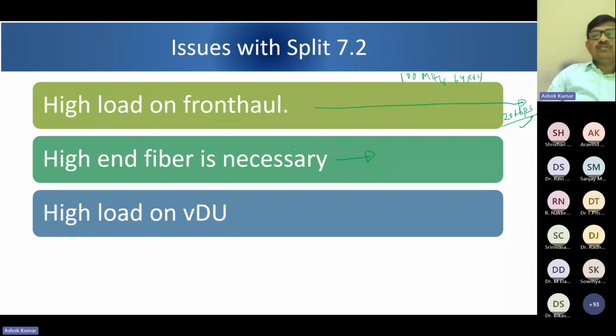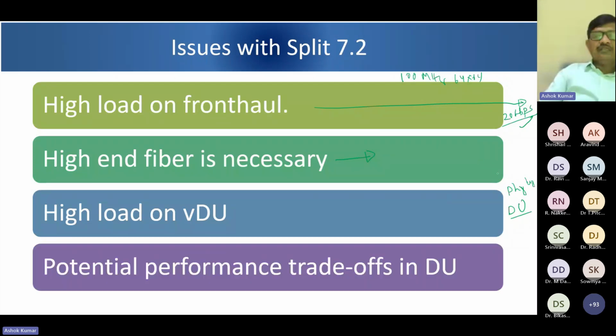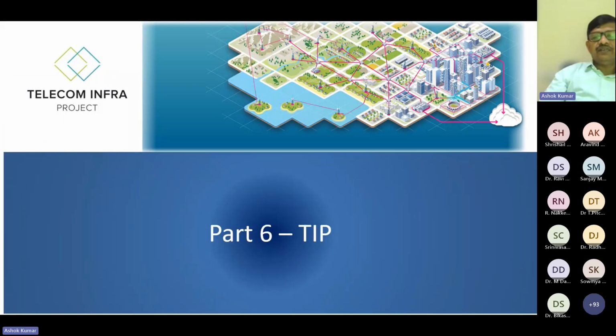And third is that on the DU, the distributed unit, since I'm handling the higher physical layer, the overall processing would be high. So there'll be a high load on the distributed unit. And then there may be a performance-related issue on the DU in case you don't have enough compute or enough memory in the DU hardware. So these are the kinds of issues with 7.2. So you have to have a trade-off. So that is split 7.